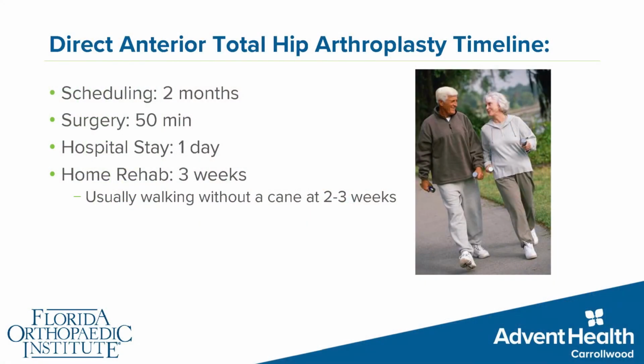My typical timeline for total hip arthroplasty is usually about 2 to 3 months for scheduling. The surgery itself takes about 50 minutes.